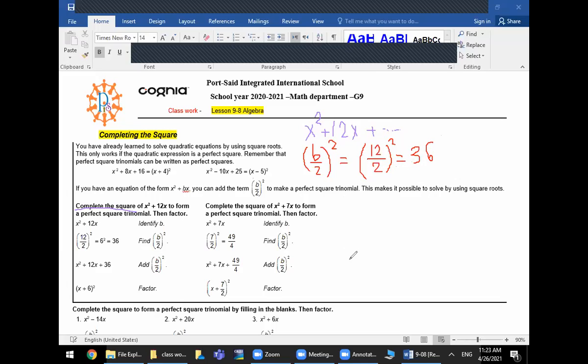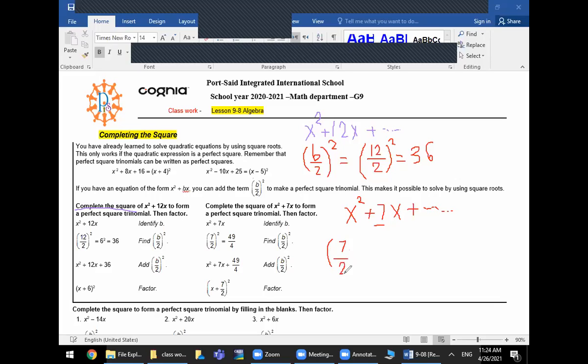Let me give you another example. x to the power of 2 plus 7x plus how many? Is there anyone who can help me to find the answer? Yes, Noor. How will we find the answer, Noor? 7x over 2. We will not use x, Noor. Okay? We will use only the number before x, which is 7. So it will be 7 over 2.